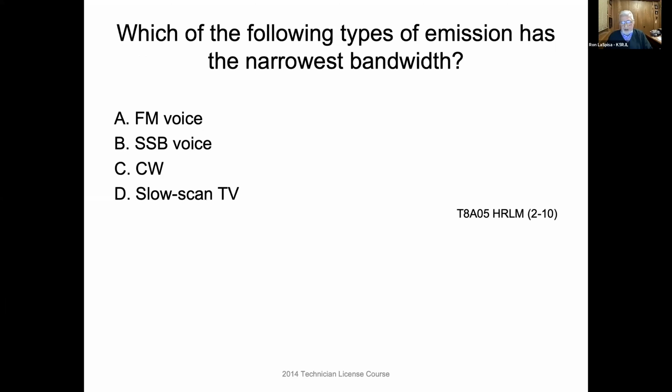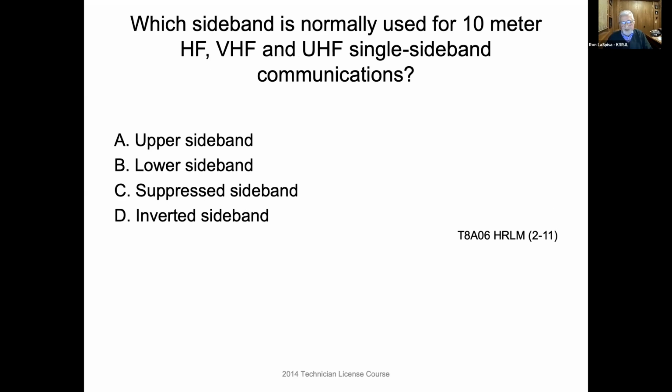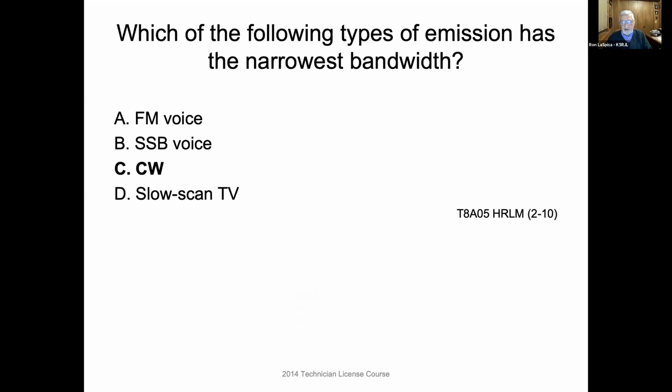Okay, which of the following types of emission has the narrowest bandwidth? And now you should be able to answer this one right on. C as in cat. That is the right answer. It's the most narrow bandwidth that we have available in all of our list of modulation techniques.